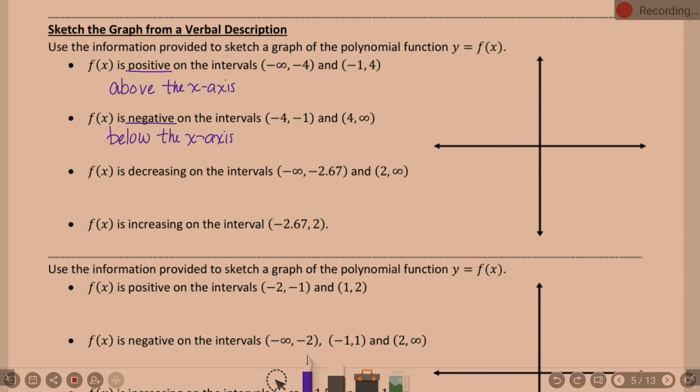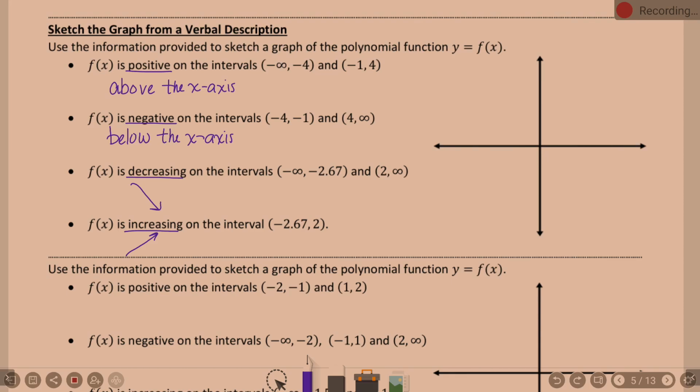Now, if f is decreasing on these intervals, what does a graph mean if it's decreasing? It's going down on that interval. If f is increasing on an interval, what does that mean? It's moving up on that interval, right?